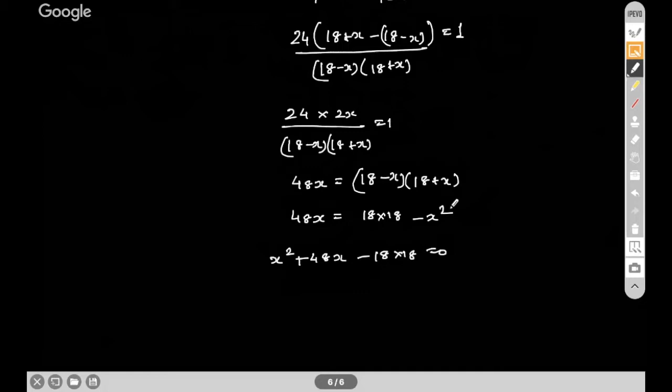Okay, so let us see how do I split 48 to get 18 into 18? What is 18 into 18? 18 into 18 is 81 into 4. This is nothing but 3 square into 2 into 3 square into 2, right? So 81 into 4, which is nothing but 4.